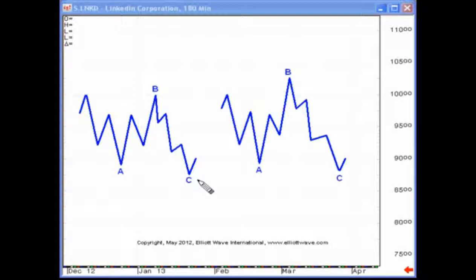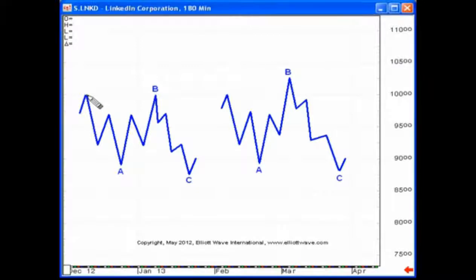Now one of the key characteristics of a flat correction is that wave B ends at or near the origin of wave A. Now there's a variation to the flat pattern, and that is referred to as an expanded flat, sometimes an irregular flat. And the difference is very minor. The substructure is still the same. You have waves A, B, and C for A, B, C for B, and then of course another 5-wave move or an ending diagonal to the downside in this instance.